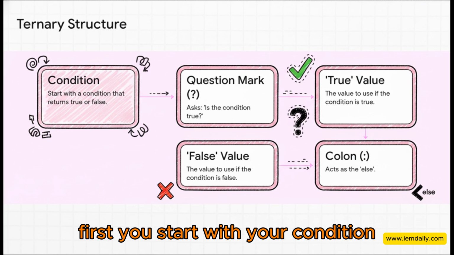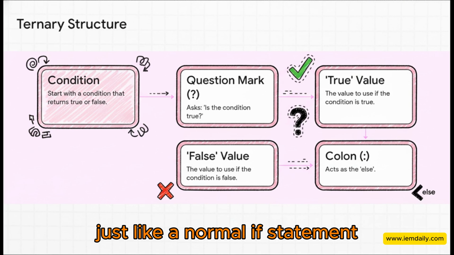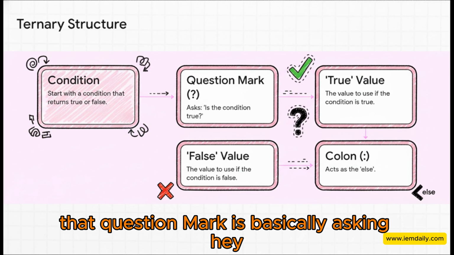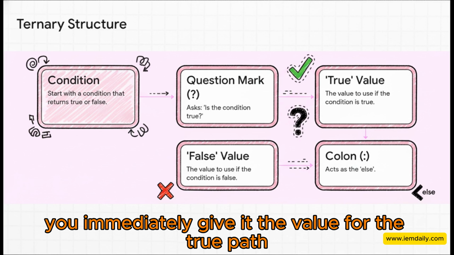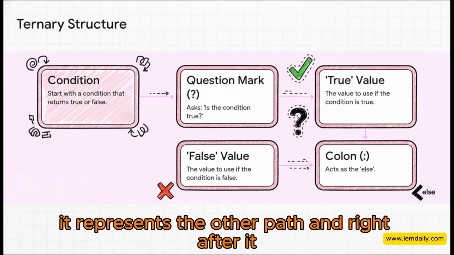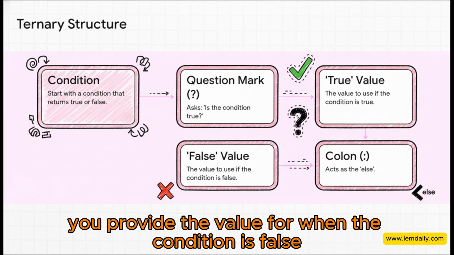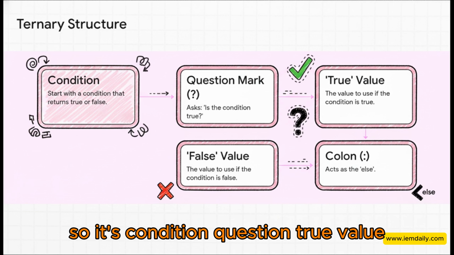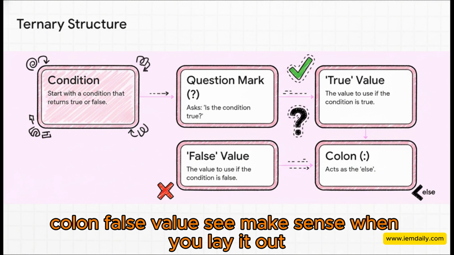So here's how it's built. First, you start with your condition, just like a normal if statement. Then you put a question mark. That question mark is basically asking, hey, is this condition true? It creates a fork in the road. If the answer is yes, you immediately give it the value for the true path. Then you add a colon. The colon is your else. It represents the other path. And right after it, you provide the value for when the condition is false. So it's condition, question, true value, colon, false value. See? Makes sense when you lay it out.